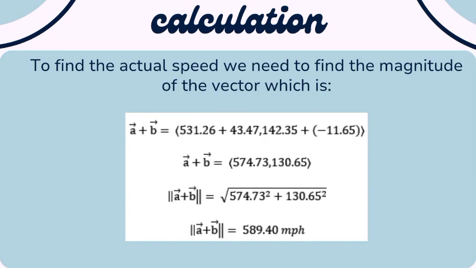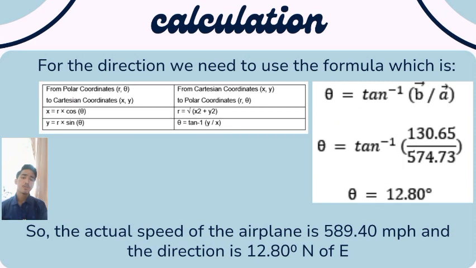This is the actual speed of the aeroplane that flies with the resistance of the wind blowing toward the aeroplane. After that, the question asks for the direction of the aeroplane, and as I already mentioned before, we can use the formula for direction, which is theta equals inverse tan of vector A over vector B, and we only substitute the vector in this formula to find the direction of the airplane.